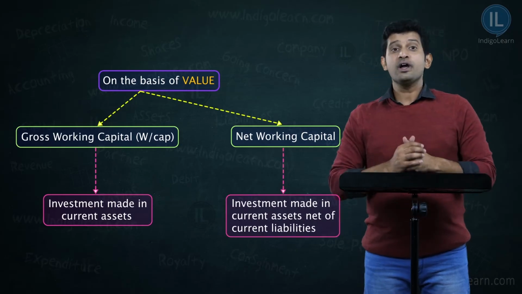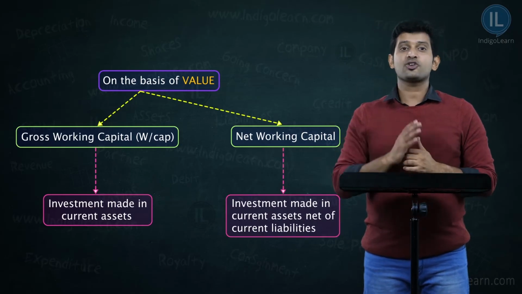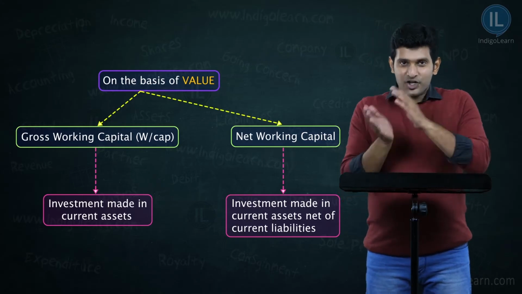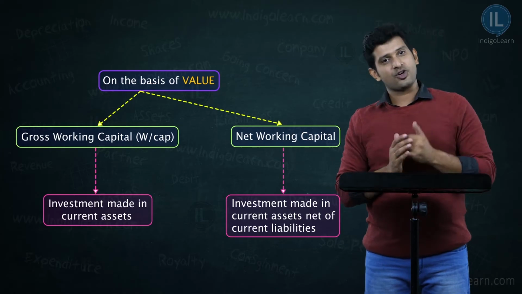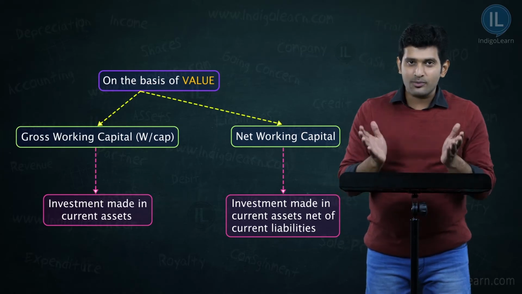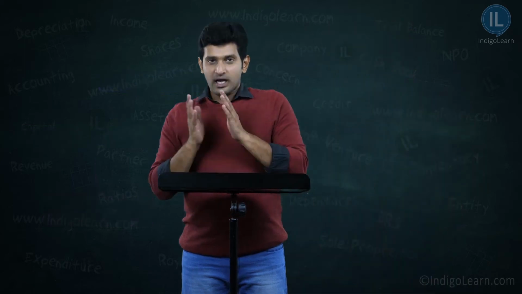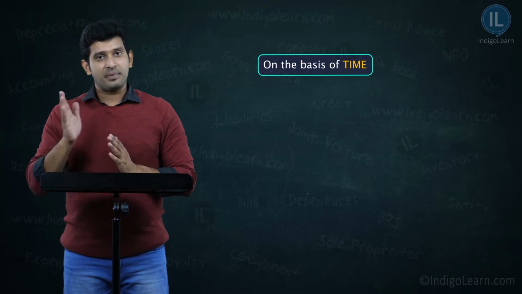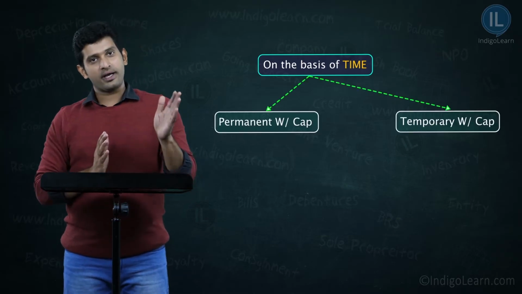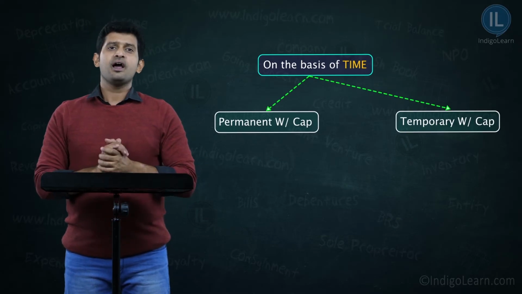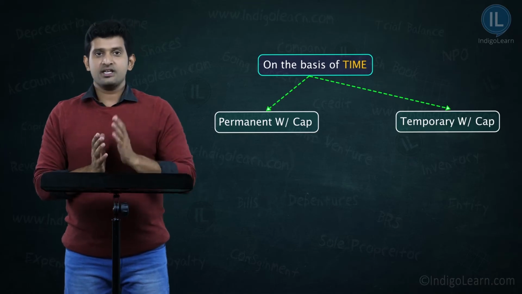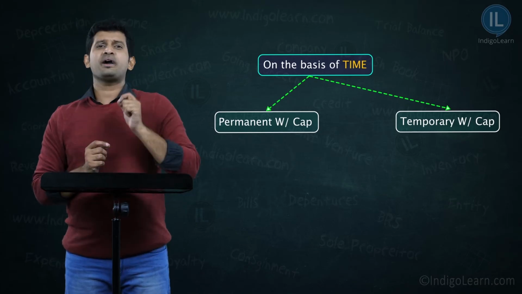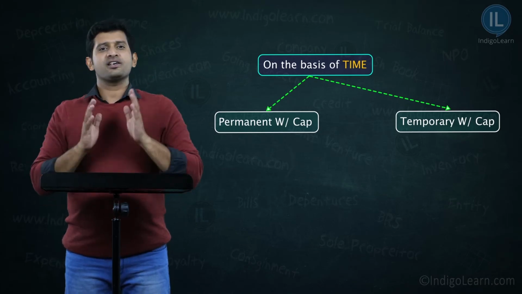Therefore, on the basis of value, if it is complete investment in current assets, it is called gross working capital. If it is current assets minus current liabilities, such reduced value of working capital is called net working capital. So, this is about working capital on the basis of value. Coming to the basis of time, working capital can be categorized as permanent working capital and temporary working capital. Now, what is permanent working capital? As the name suggests, permanent working capital is that working capital which is required permanently by the company throughout the life of the company as long as it operates.